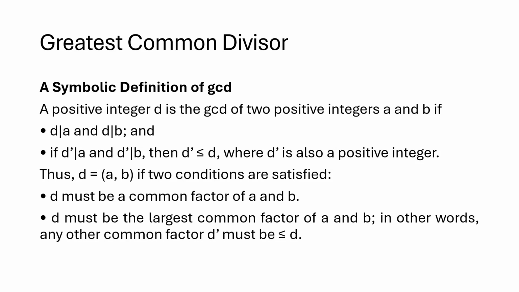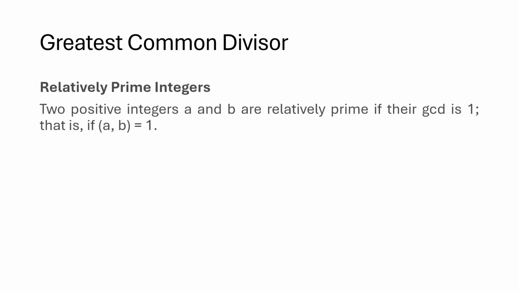Okay, in the next discussion, we hope to develop an efficient method for finding the GCD of two positive integers. There are positive integers whose GCD is 1. For example, the GCD of 6 and 35. So accordingly, we have a certain definition for that. Let's have the relatively prime integers. Two positive integers a and b are relatively prime if their GCD is 1. That is, if the GCD of a and b is equal to 1.